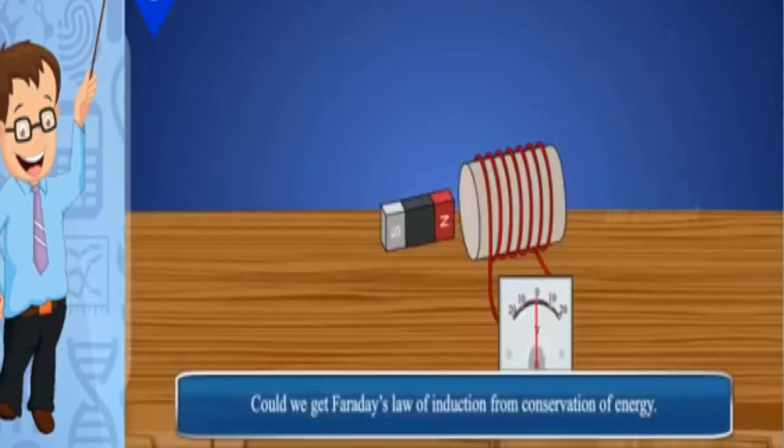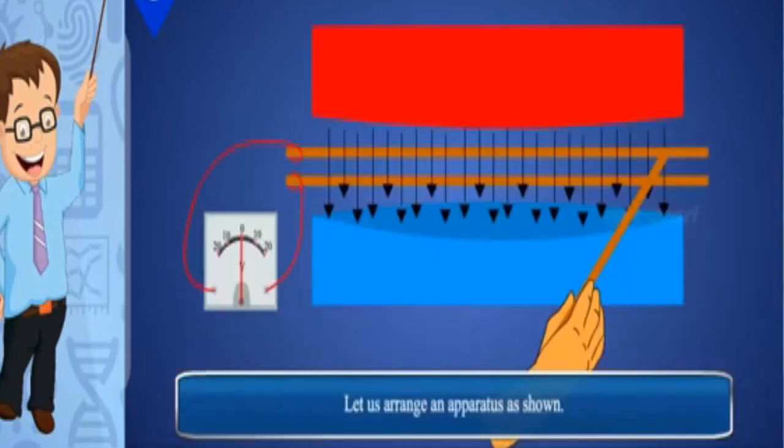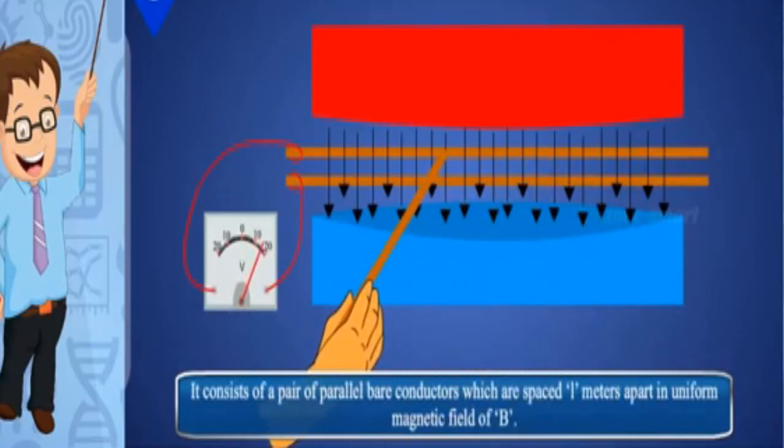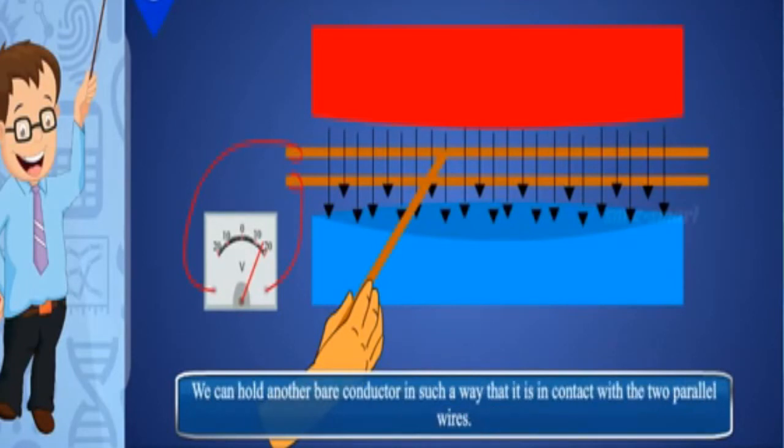Could we get Faraday's law of induction from conservation of energy? Let us see. Let us arrange an apparatus as shown. It consists of a pair of parallel conductors spaced l meters apart in a uniform magnetic field B. We can hold another bare conductor in such a way that it is in contact with the two parallel wires. A galvanometer is connected to the ends of the parallel conductors to complete an electric circuit.